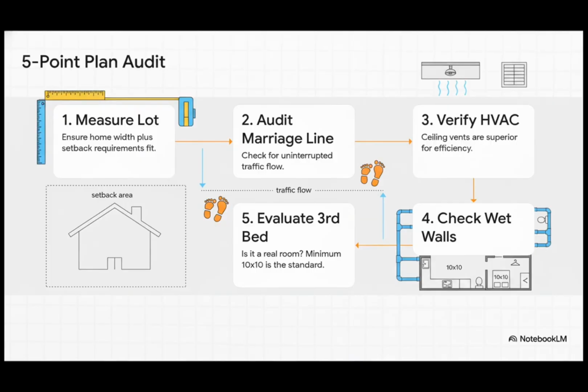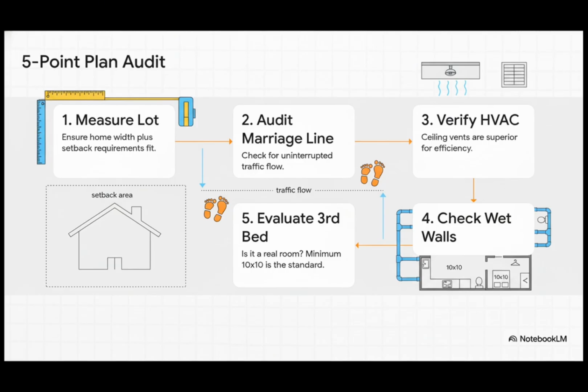And here is your 5-point plan audit to use when you're on site. 1. Measure the lot. Make sure the home actually fits with the legal setbacks. 2. Audit the marriage line. Just walk it. Feel the traffic flow. Is it uninterrupted? 3. Look up. Ceiling vents for your HVAC are way more efficient.